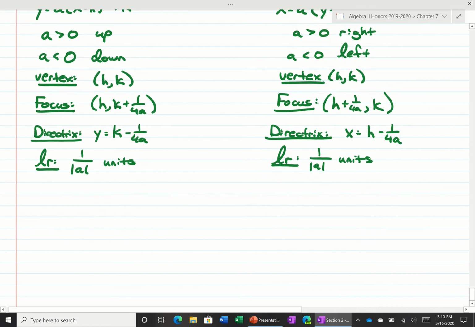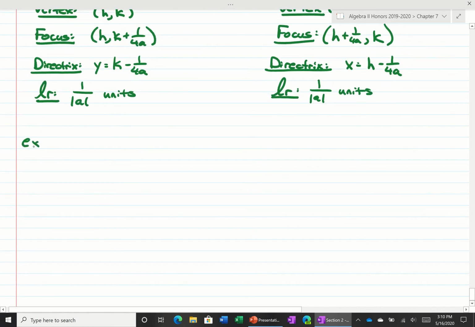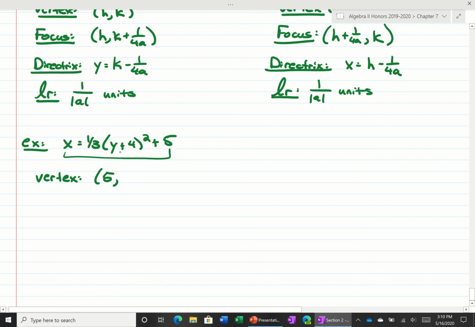All right, so I had 3 examples I wanted to go over today. Let's take a look at this one. It says x equals 1/3 times (y plus 4) squared plus 5. Now first we are going to look at the vertex. Remember, the x values are grouped together, so it's going to be 5, and then we always go by the opposite inside here, so that would be (5, -4). For the coordinates of the focus, remember it's going to be the x value plus 1 over 4a. If you do the math here, that would give us 23/4.